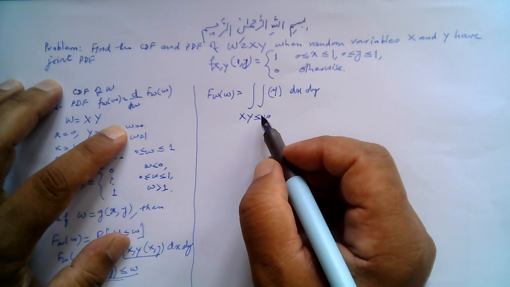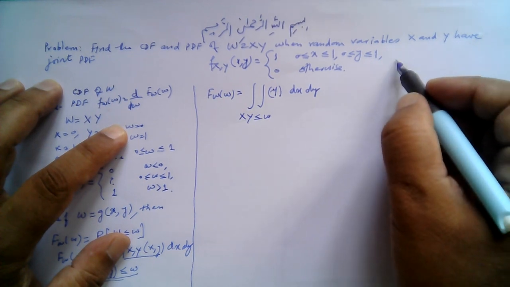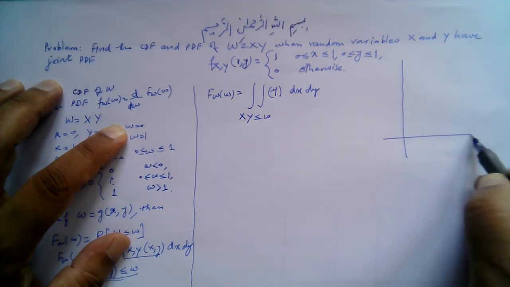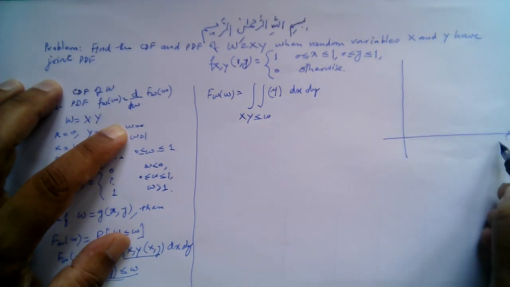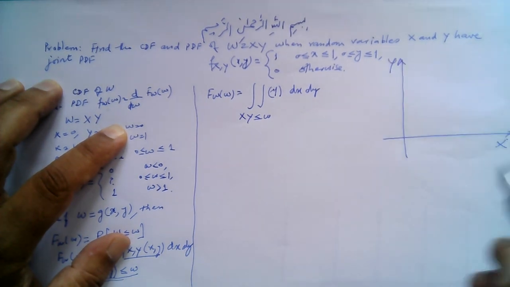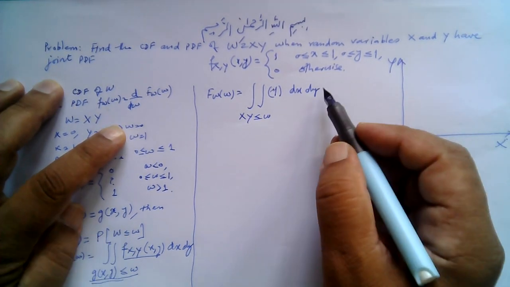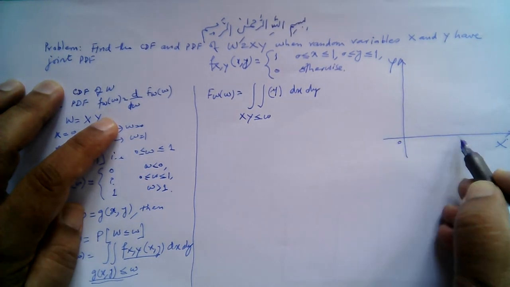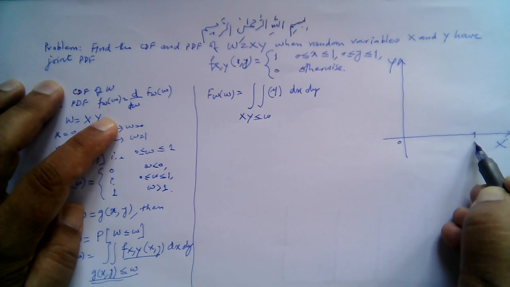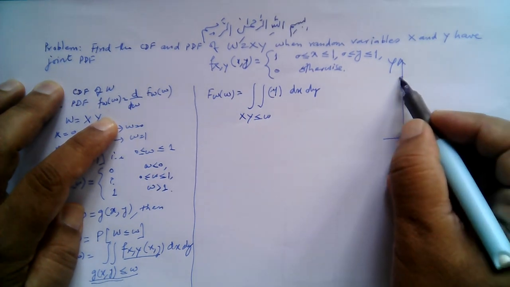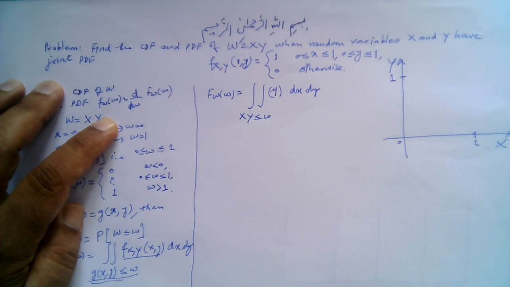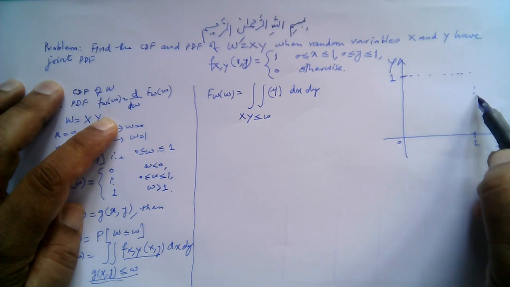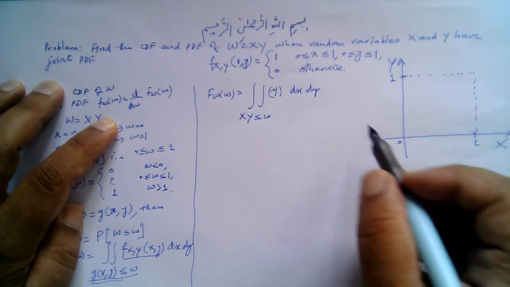To determine these limits, it's always better to plot this function. This is the x-axis, this is the y-axis, and we know that x is greater than or equal to 0 and less than or equal to 1. So this is 0 here, for example, this is 1 here, and this is y equal to 1 here, right? So this is the area specified by this interval.